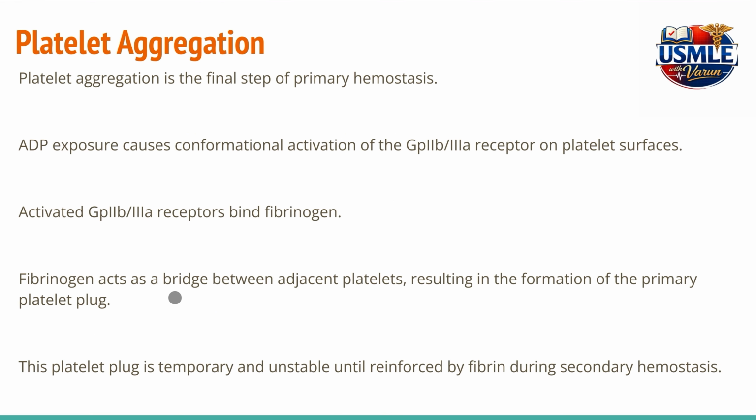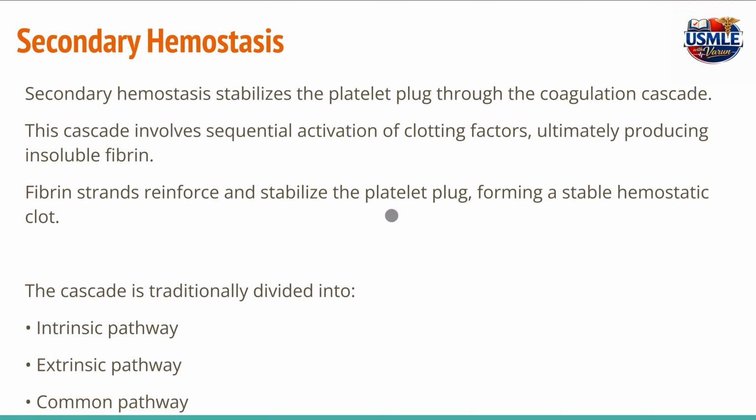The final step of primary hemostasis is aggregation. The activated platelets express GP2b3a receptors, and once expressing these receptors, they bind fibrinogen. This fibrinogen acts as a bridge between the platelets, and more platelets aggregate together, bind with one another, and finally form a primary platelet plug. But it's still unstable at this stage. This stabilization happens once secondary hemostasis gets into effect.